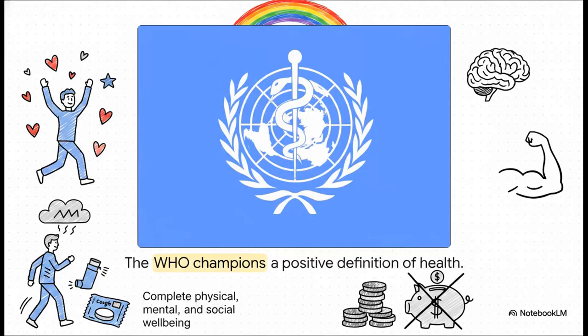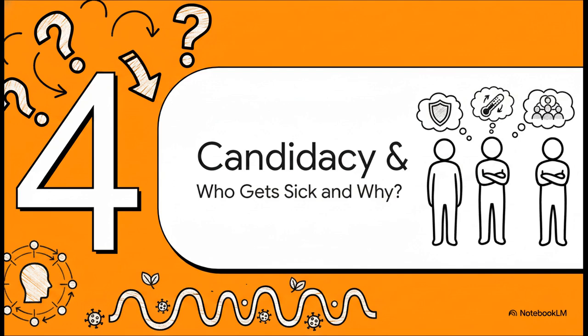Now, contrast that functional view with the World Health Organization. The WHO champions that highly positive definition, a complete state of physical, mental, and social well-being. But think about how wildly a patient's lay account might differ from that gold standard, especially if they have a lower economic status or a chronic illness like asthma or cystic fibrosis. For them, complete well-being might feel like an impossible pipe dream, so they naturally rely on their functional capacity to define their health instead. Let's move into Section 4, candidacy and social norms.